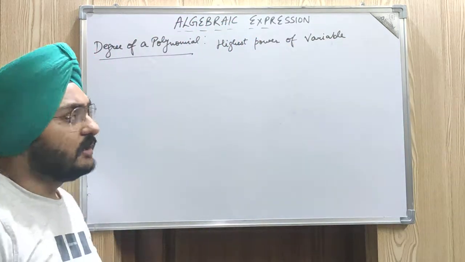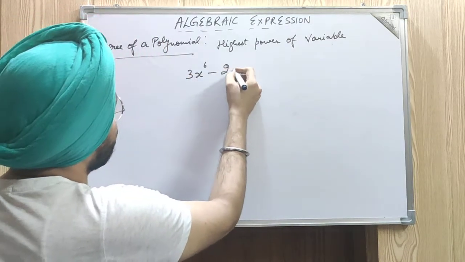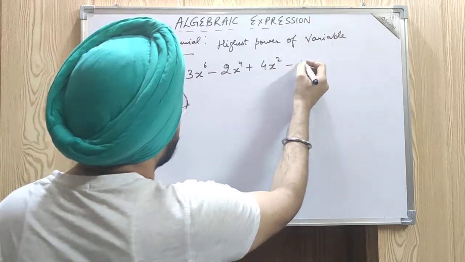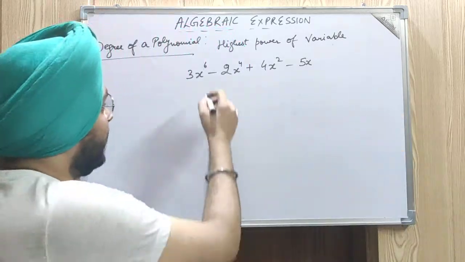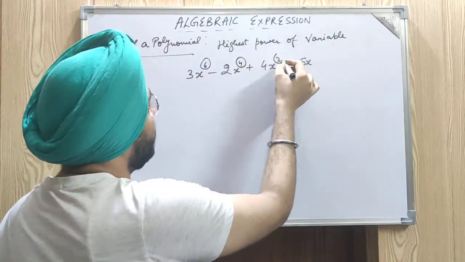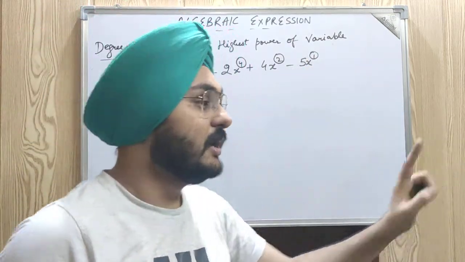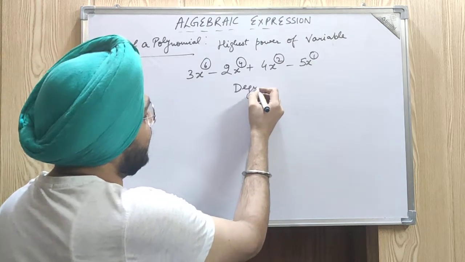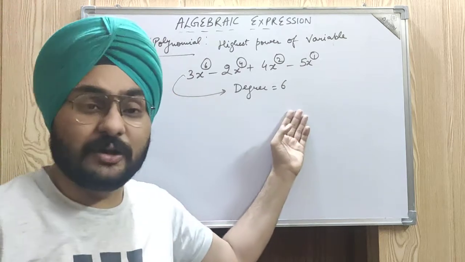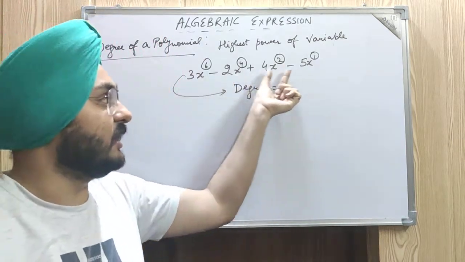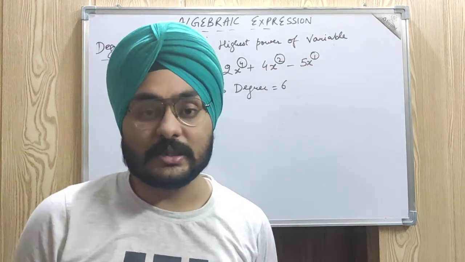A very simple thing. Taking one variable first, if I write 3x raised to power 6 minus 2x raised to power 4 plus 4x square minus 5x, just see all the powers here. Here we have 6, here 4, here 2, and here nothing written, which means 1. Which one is the maximum? The maximum is 6. So the degree of this polynomial is 6. I hope this is clear.